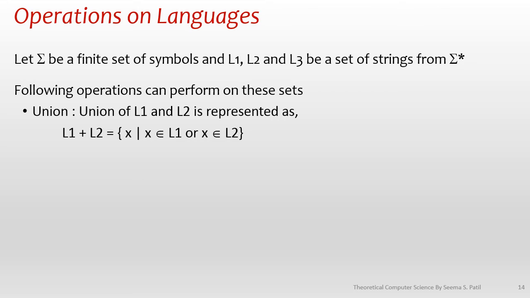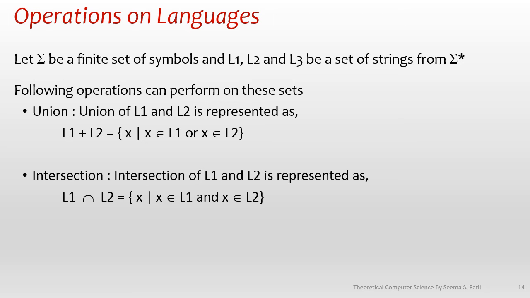First operation is union. Union of L1 and L2. It is denoted by L1 plus L2, which is equal to {x such that x belongs to L1 or x belongs to L2}. Next is intersection. Intersection of L1 and L2, it is denoted by L1 intersection L2, which is equal to {x such that x belongs to L1 and x belongs to L2}.